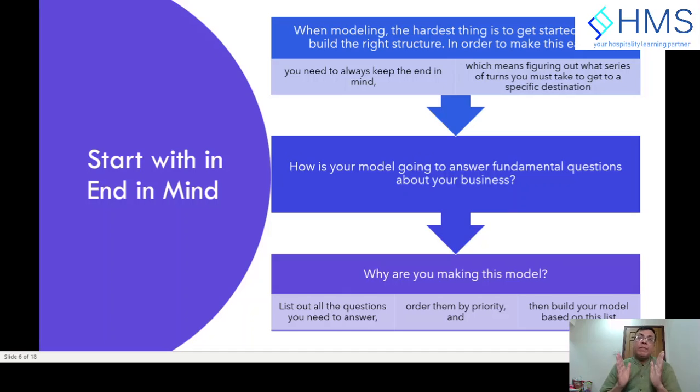So this is the meaning of starting the model with the end in mind. We will be learning this in practice when we go into Excel and do some exercises. We will be creating certain models so that you can get an easier idea of how we do financial modeling.